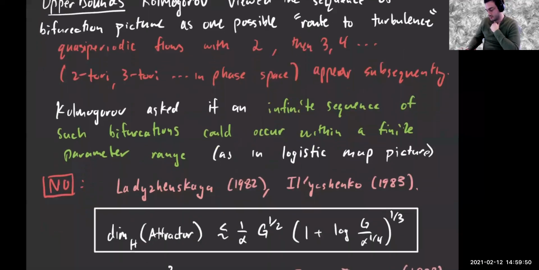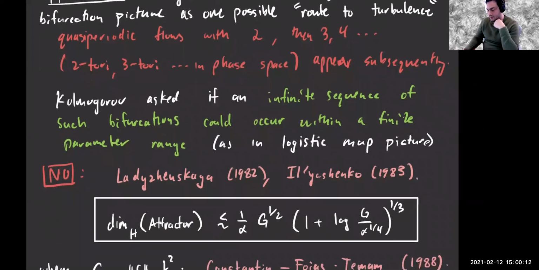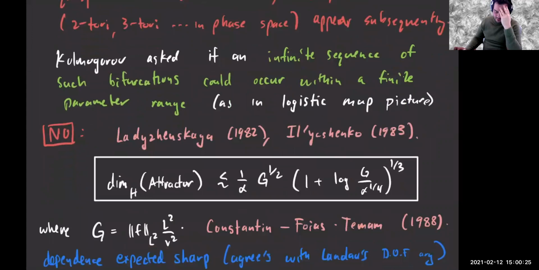So in response to this question in the 80s, Ladyzhenskaya and Ilyashenko proved that this couldn't happen for two-dimensional fluids. So in particular, they provided an upper bound to the Hausdorff dimension of the global attractor of the system, which can be proved to exist for two-dimensional Navier-Stokes. And this upper bound takes this form where I've changed my notation from mu to g, which is the Grashof number. And so here I've defined it in terms of the force.